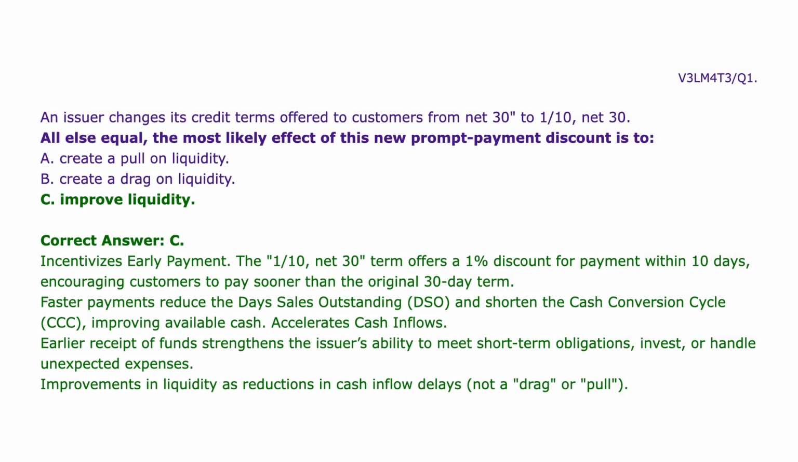The shift to 1/10, net 30 terms provides a financial incentive for customers to pay within 10 days rather than 30, which reduces days sales outstanding, DSO. By reducing DSO, the cash conversion cycle, CCC, decreases, allowing the issuer to convert receivables into cash faster and strengthening its ability to meet short-term obligations.